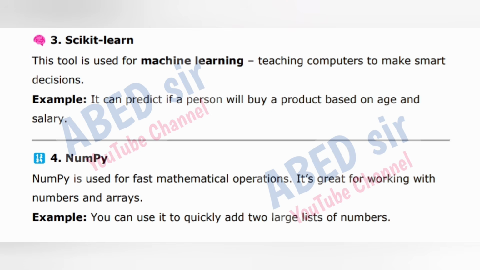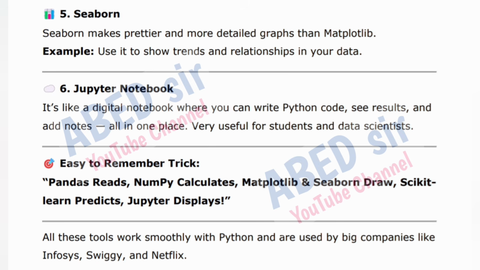4. NumPy. NumPy is used for fast mathematical operations. It's great for working with numbers and arrays. Example: you can use it to quickly add two large lists of numbers. 5. Seaborn. Seaborn makes prettier and more detailed graphs than Matplotlib. Example: use it to show trends and relationships in your data. 6. Jupyter Notebook. It's like a digital notebook where you can write Python code, see results, and add notes all in one place.